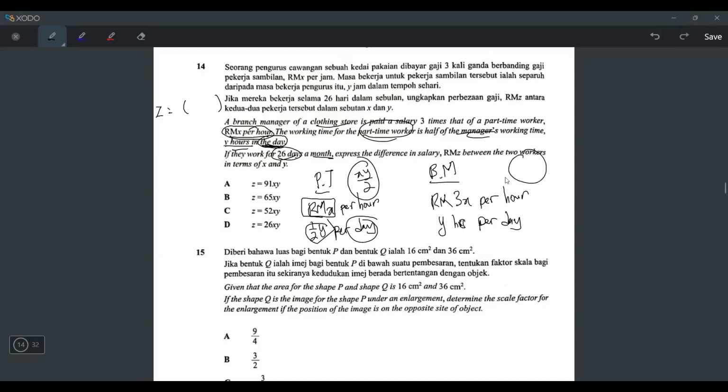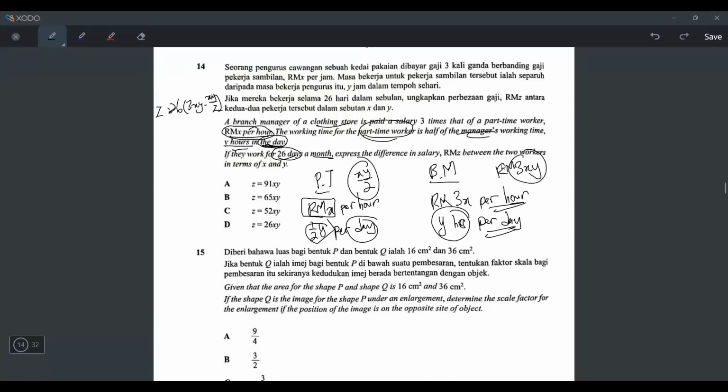What about branch manager? So he get paid, branch manager get paid RM3X per hour, but then he work for Y hours in 1 day. So the amount he getting paid is 3 times X times Y, which is RM3XY. Then what is the difference? Of course, you will take besar tolak kecil. So besar is 3XY, kecil is XY over 2. How do I know that this is kecil? Well, it's because the branch manager is getting paid more. So branch manager punya salary is 3 times more than this. So like this. But then I have to times with 26.